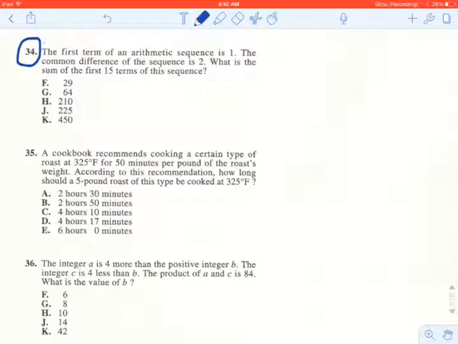Question 34. The first term of an arithmetic sequence is 1. The common difference of the sequence is 2. What is the sum of the first 15 terms of this sequence?